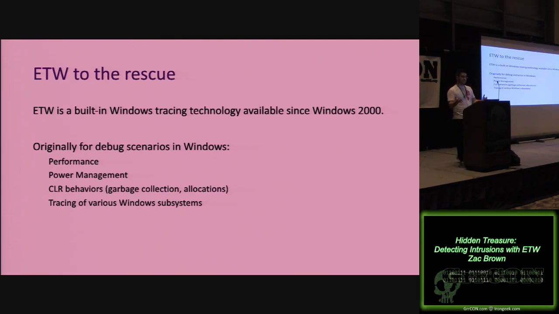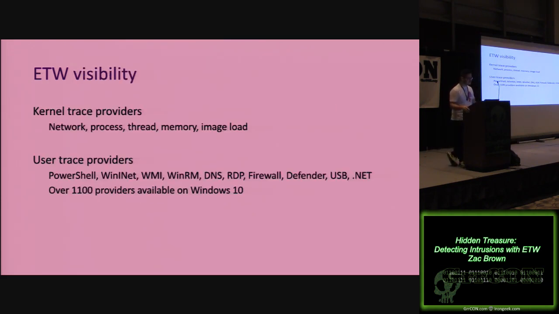It's originally for debug scenarios, and so teams would use it for things like performance traces to figure out how much battery drain you're getting, and you'd use it for power management performance for like speed of API calls, and then power management for battery drain scenarios, CLR behaviors for things like when is garbage collection happening, when are we allocating memory, and then tracing of various subsystems. And actually various really should be most. There are a ton of providers available.